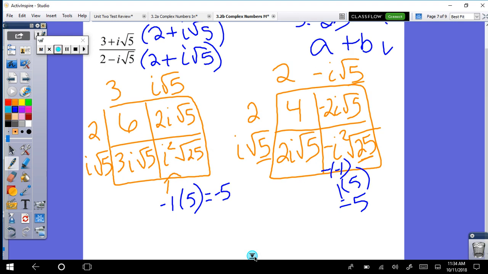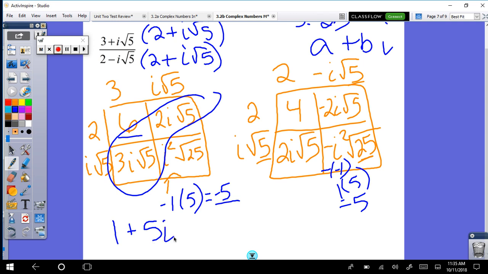So on the top here I'm left with 6 minus 5, which is 1. Then combine like terms here. I have 2 of these and 3 of these, so simply I have 5 of them. So I have 2i square roots of 5 and 3i square roots of 5, so I have 5i square roots of 5, combining like terms.